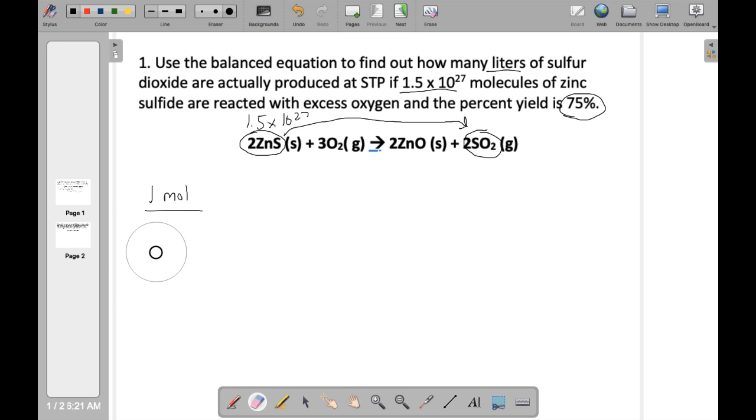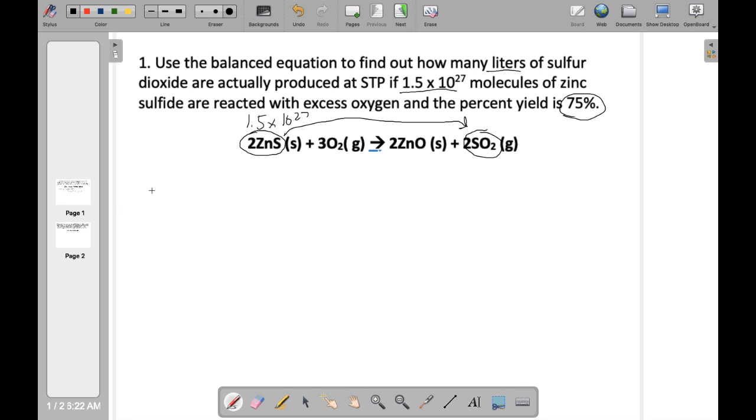I know that 1 mole of any substance has 6.02 times 10 to the 23rd representative particles of that thing, so it could be molecules or atoms. I know that 1 mole of any gas is 22.4 liters in volume. I know that 1 mole of anything will equal its molar mass. So there's a lot of conversion factors I can use here. I'm going to have to use both of these to answer this problem, which makes this problem a little bit more difficult. So let's start out with what we are given.